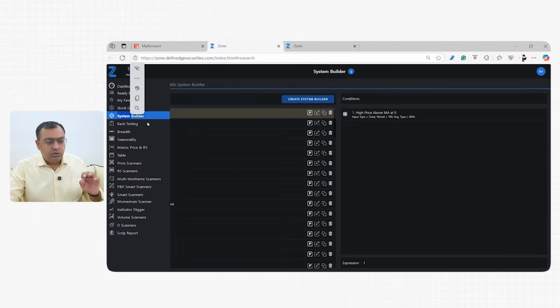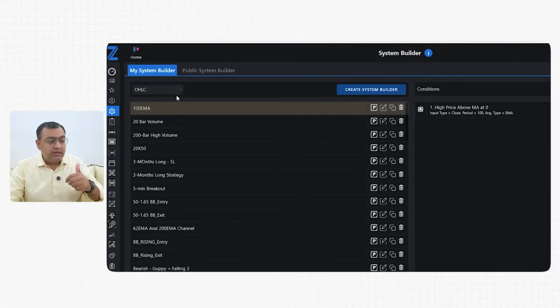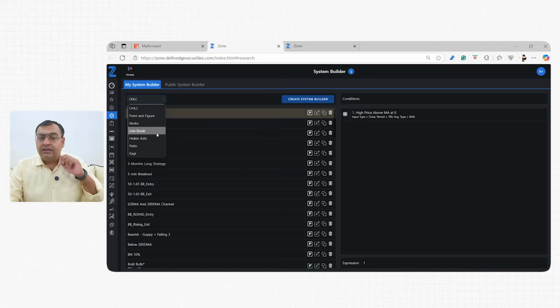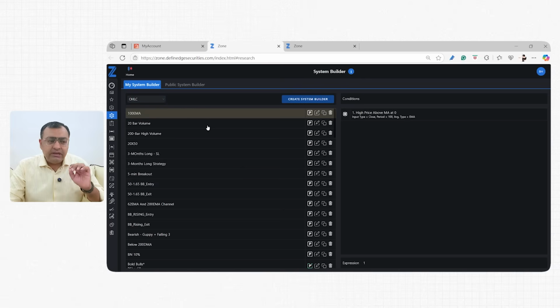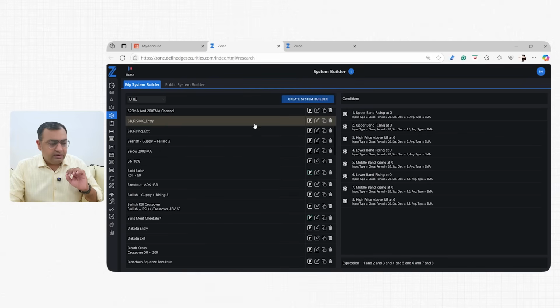There are two systems which I generally follow based on the Bollinger Band, and I'll share them with you. If you go to the system builder, you can create any system, be it OHLC, point and figure, Renko, line break, Heikin-Ashi, based on the Bollinger Band. So I just take an OHLC chart and I'll be explaining a couple of systems over here. So let me go to the BB Rising. What I have done is I've taken two Bollinger Bands.